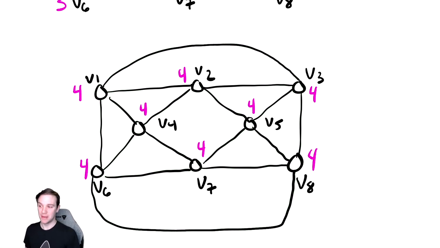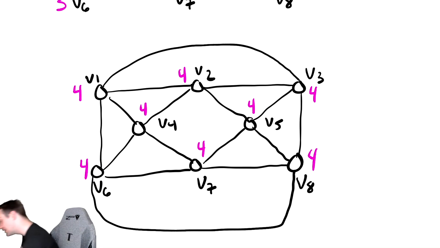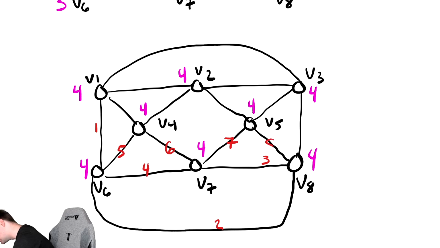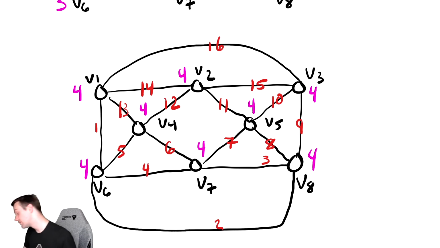Writing this out can be a bit tedious. Usually I will just highlight it or number the edges. So I might say I go 1, then 2, then 3, then 4, then 5, then 6, then 7, then 8, then 9, then 10, then 11, then 12, then 13, then 14, then 15, then 16.